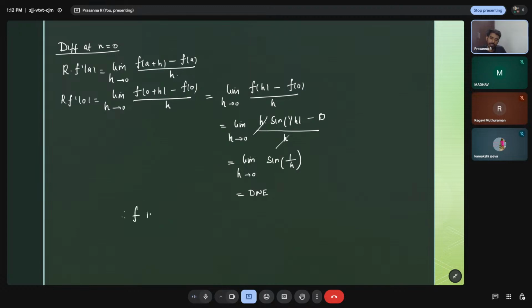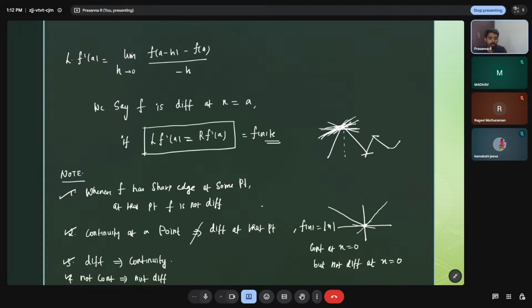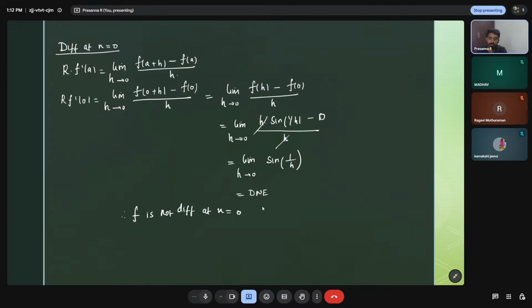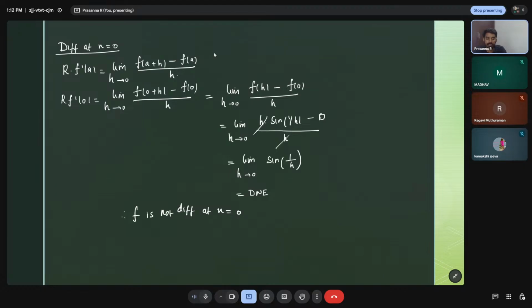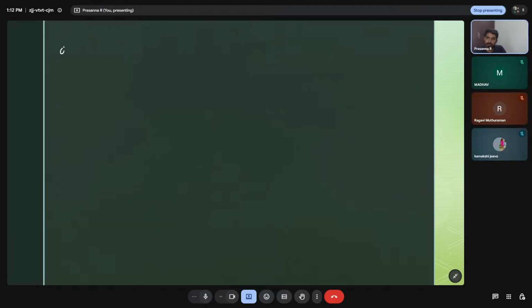So therefore, f is not differentiable at x equal to 0. It is continuous at 0, but it is not differentiable at 0. I have given you an example, right? Continuity at a point does not imply differentiability, right? Now, what happens if I change the question to x square sine 1 by x? What if I ask this question?